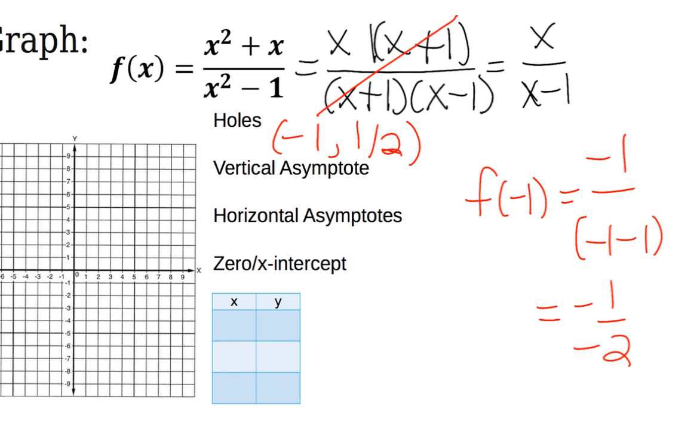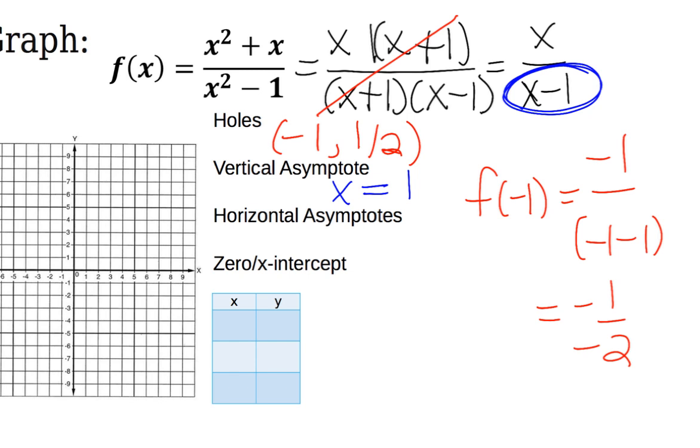Then we want to look for our vertical asymptote. And remember, vertical asymptote, we're looking for that denominator. So when is that going to be 0? Because we know there's going to be no points there because it's not in our domain. So our vertical asymptote is going to be at x equals 1.